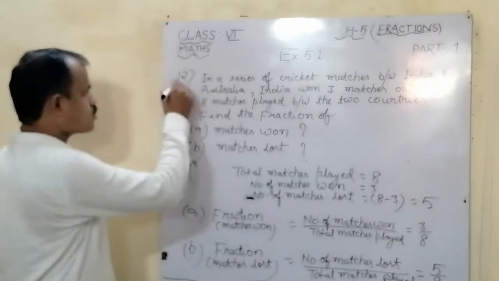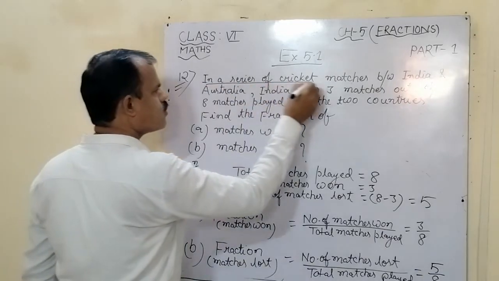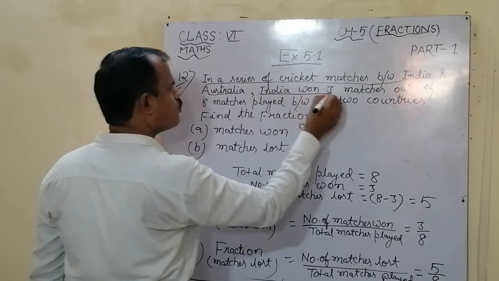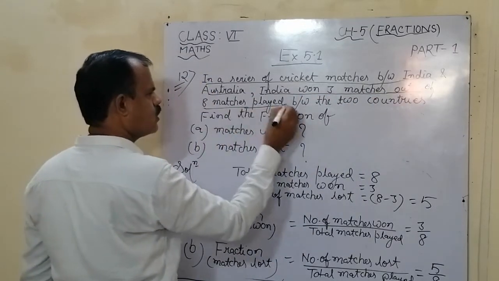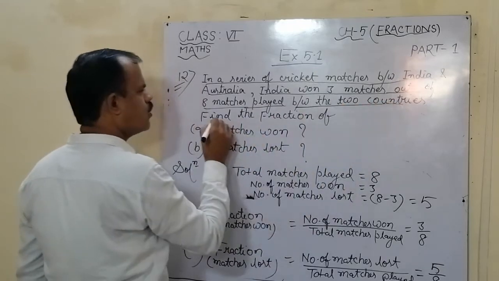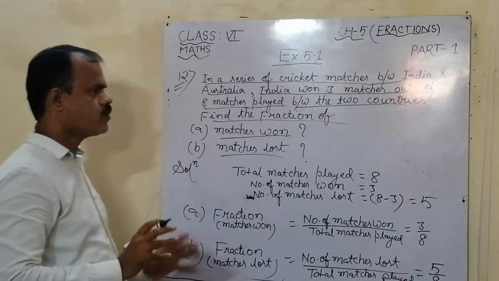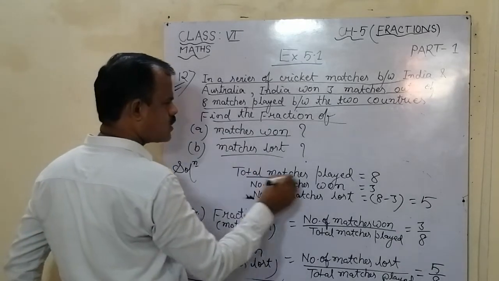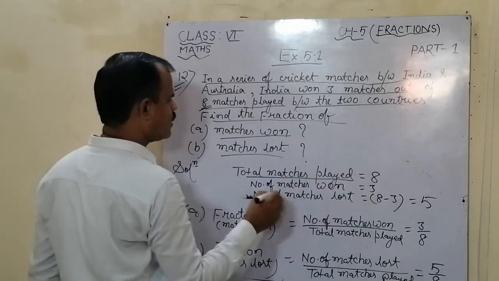Yes student, last question, exercise 5.1. In a series of cricket matches between India and Australia, India won 3 matches out of 8 matches played between the two countries. Find the fraction of matches won and matches lost. So first we find out total matches played, which is 8 matches played. So we write here 8.